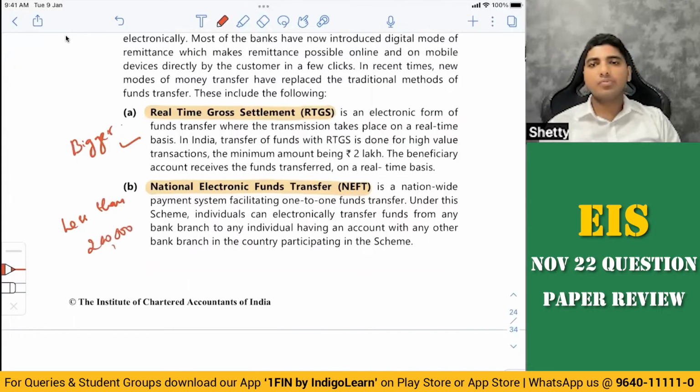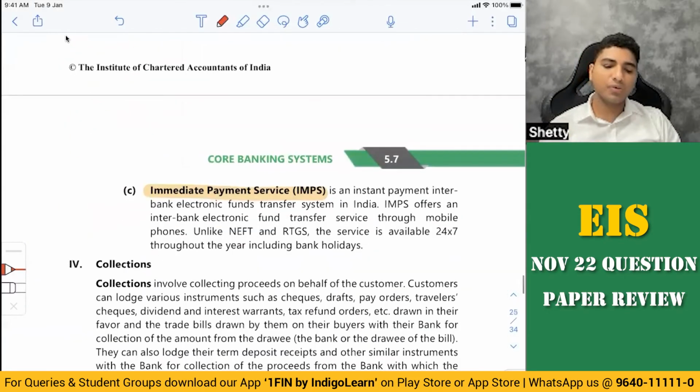Okay, so now in NEFT, what is that you do? You initially go to your banking software, you add a beneficiary, you wait for some time. Sometimes it is 1 hour, sometimes it is 24 hours. Once the beneficiary is added, you can directly send the money to them. And also we have something called as IMPS, that is immediate payment service. In NEFT, sometimes you may have to wait for half an hour or one hour. Earlier days, it would take a whole day, but now the time has been substantially reduced.